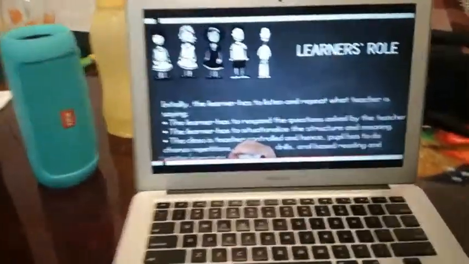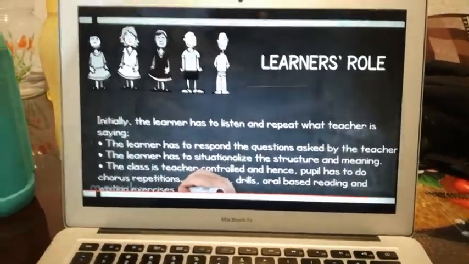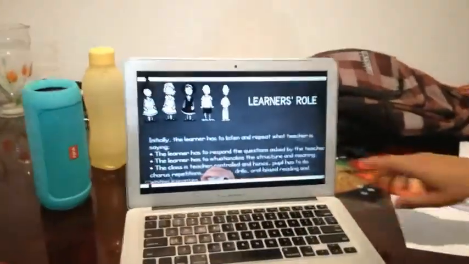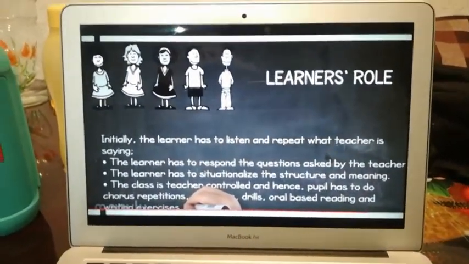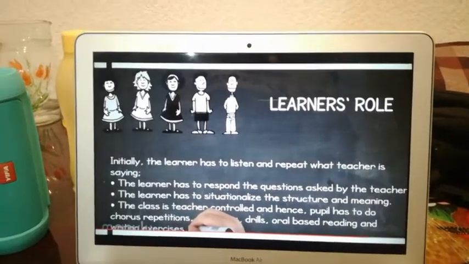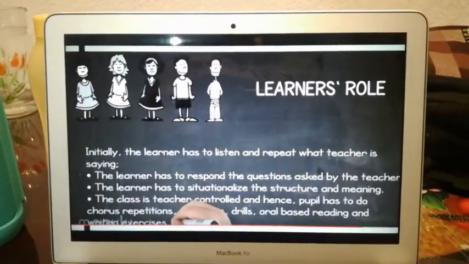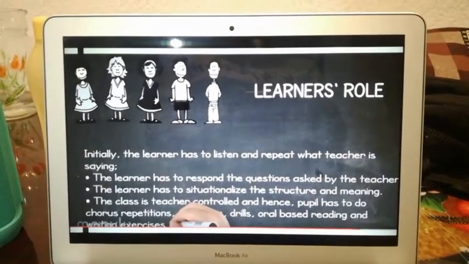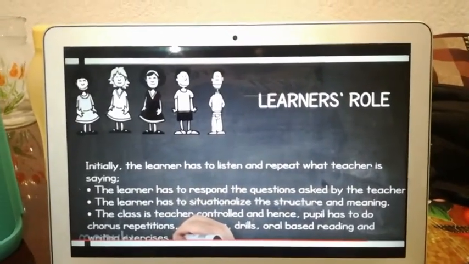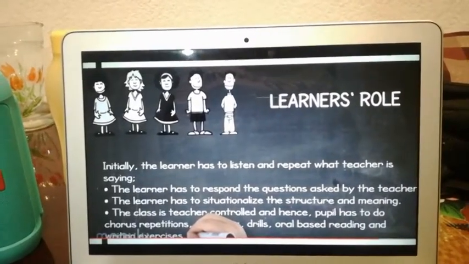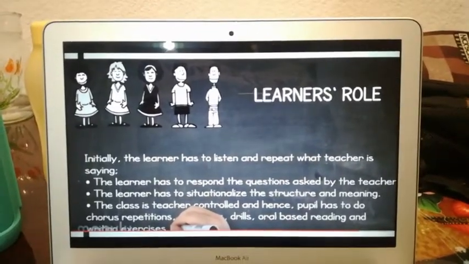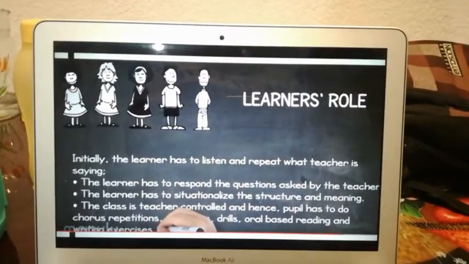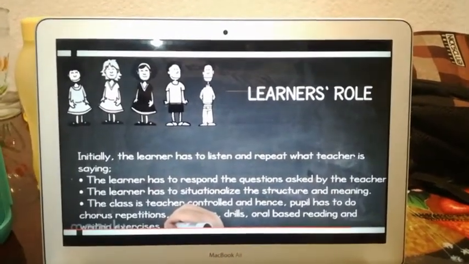So what happens with the learner roles? Talking about the students, in my case, initially the learner has to listen and repeat what the teacher is saying. For example, the learner has to respond to the question asked by the teacher. The second one is the learner has to utilize the structure and meaning. The class is teacher controlled and hence the pupil has to do thorough repetition, a lot of drills. So this is the learner's role.